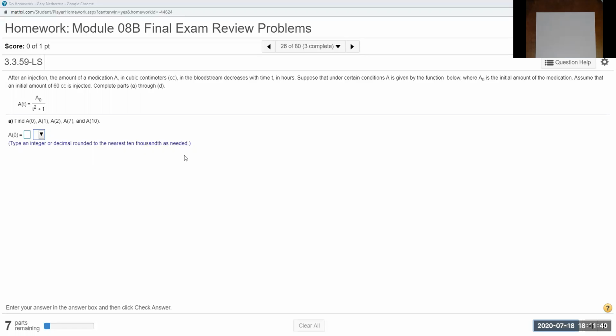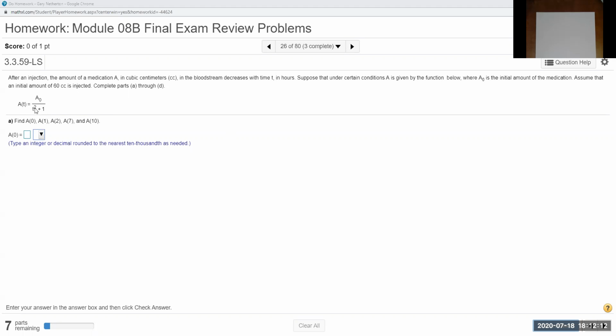After an injection, the amount of medication A in cubic centimeters in the bloodstream decreases with time in hours. Suppose that under certain conditions, A is given as the function below, where A naught is the initial amount of medication. Assume that an initial amount of 60 cc is injected. Complete parts A through D. So this problem is about giving medicine to someone, being injected. The initial injection is 60 cc's.